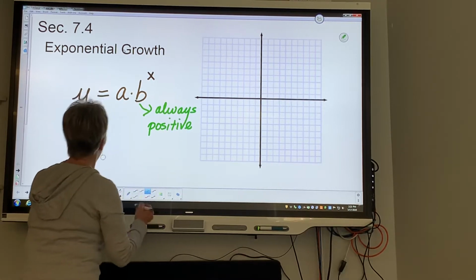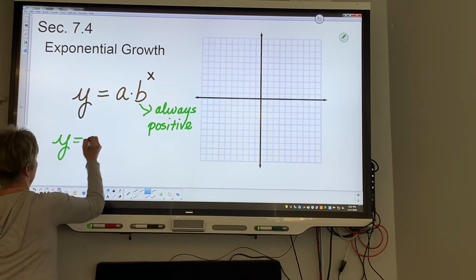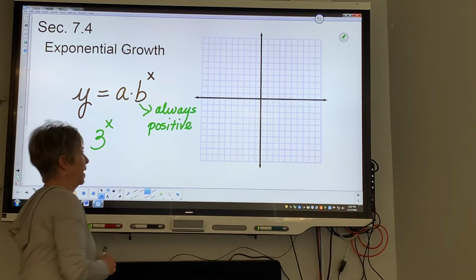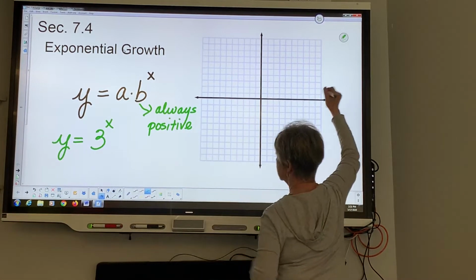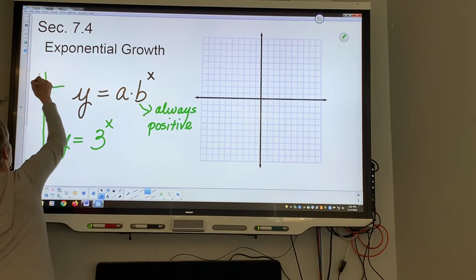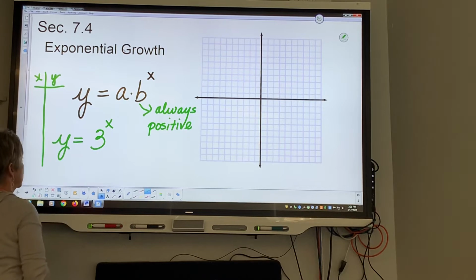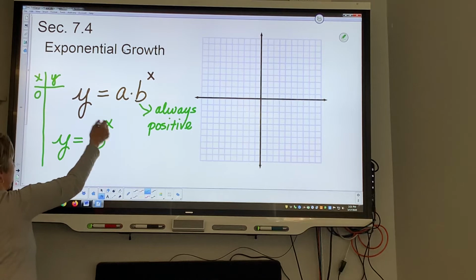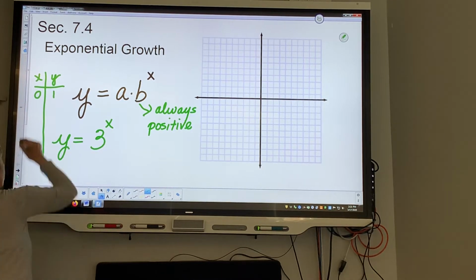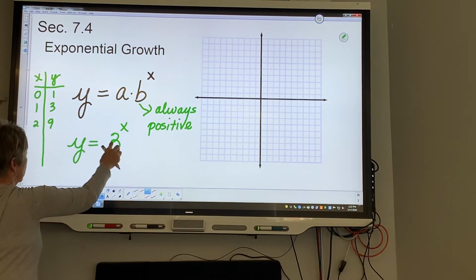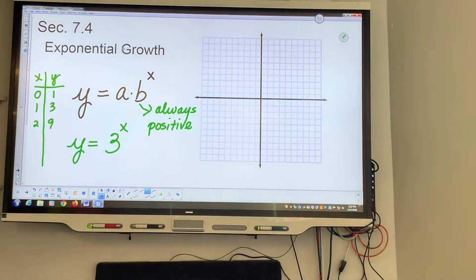So if I want to graph one, let's do an easy one: y equals 3 to the x. I'm going to make an x-y chart over here. I hope you can see the whole smartboard. So if x is, let's start with 0, 3 to the 0 power. Anything to the 0 is 1. If x is 1, 3 to the 1 is 3. If x is 2, we're at 9. Now, I don't really want to go any higher than 2 because I'm going to be off the graph.